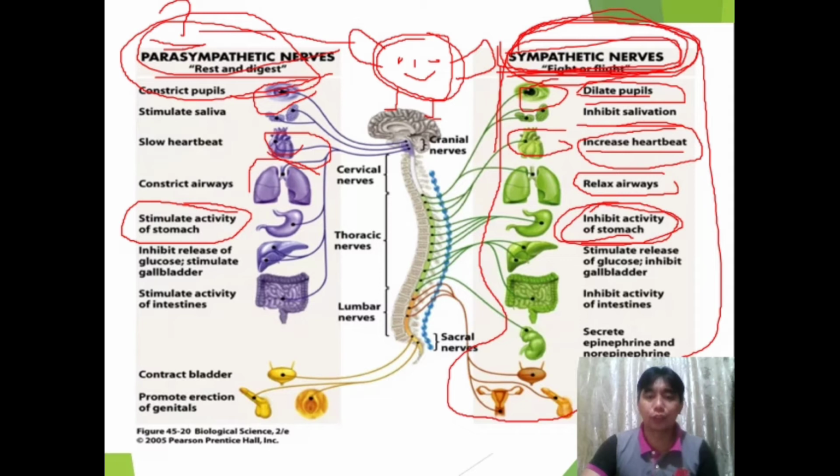Okay, so I stayed long already here, but I hope you got the point. I might not be able to elucidate very well, but that is how we relate the sympathetic nerves and parasympathetic nerves to polygraph tests.